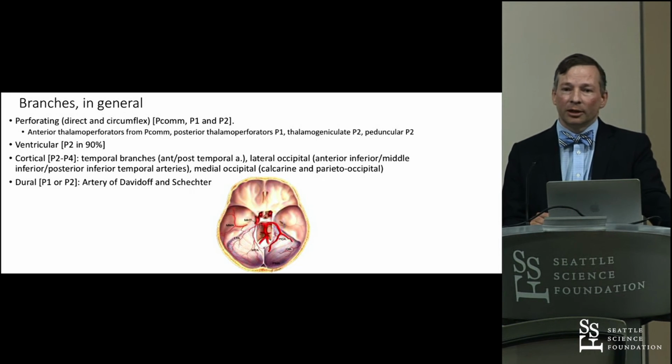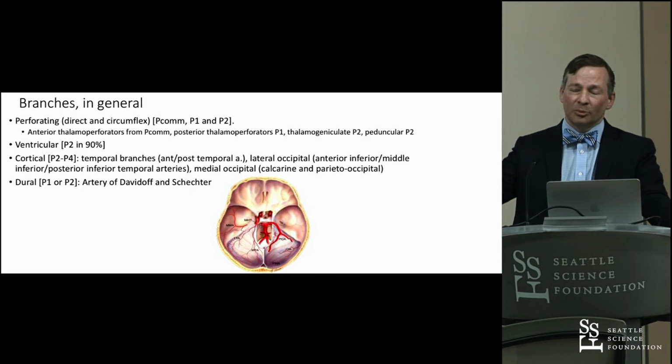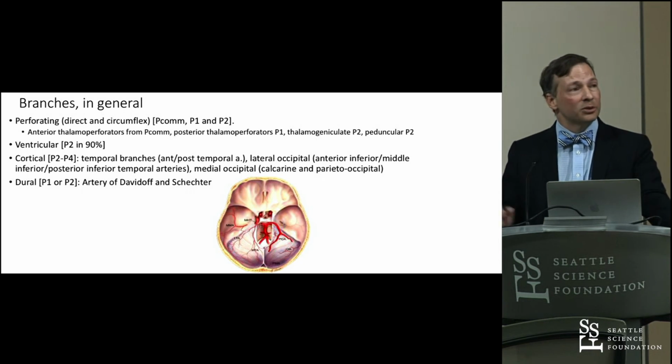And finally, one that our residents anyway always forgot about was the dural branch that comes off of either the P2, sometimes the P1 segment. When we looked at it, it was P2. This is the artery of Davidoff and Schechter. And if you see in the picture here, that branch, let's say from the P2 segment, supplies the incisura and anastomoses with the artery of Bernasconi and Cassinari, which arises from the meningohypophyseal trunk of the cavernous part of the ICA.